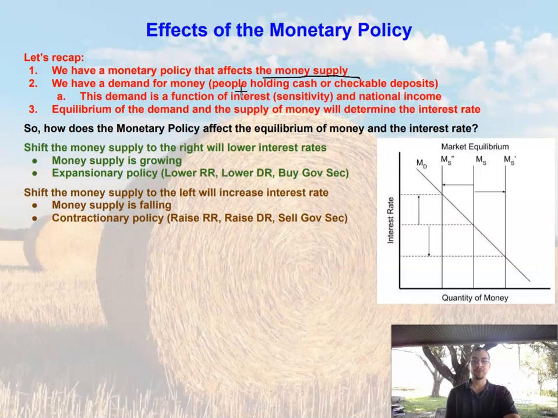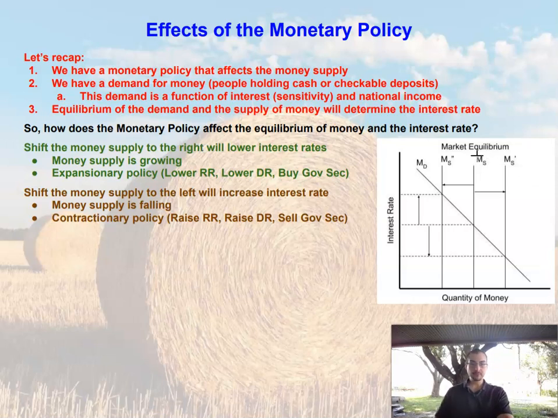We have a demand for money, and how much people are going to be holding in cash or checkable deposits. This demand is a function of interest, or the sensitivity to that interest, and a function of national income, and the equilibrium of the demand and the supply of money is going to be used to determine the interest rate. So how does the monetary policy then affect the equilibrium of money and the interest rate? We know that it's going to affect it, but how does it do it?